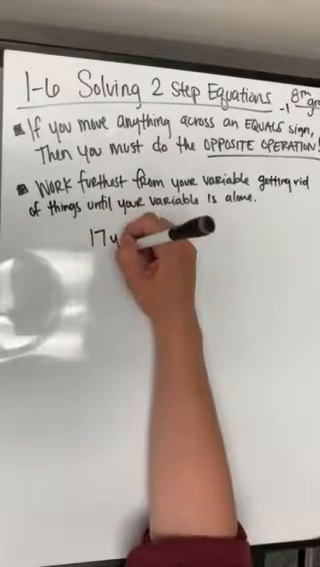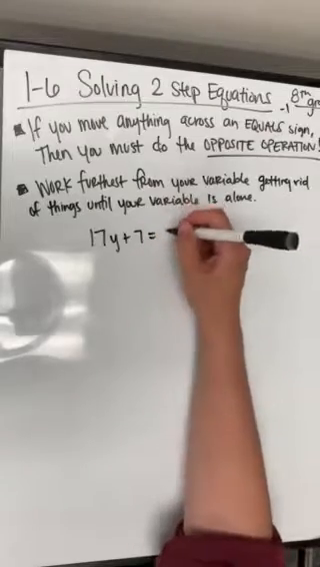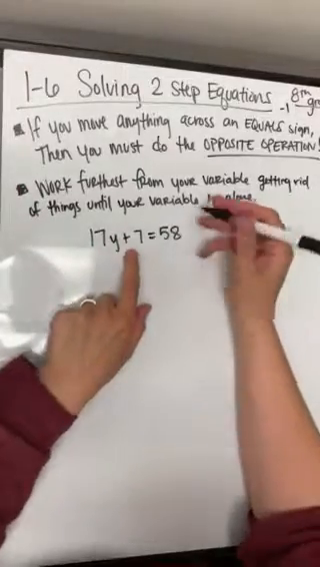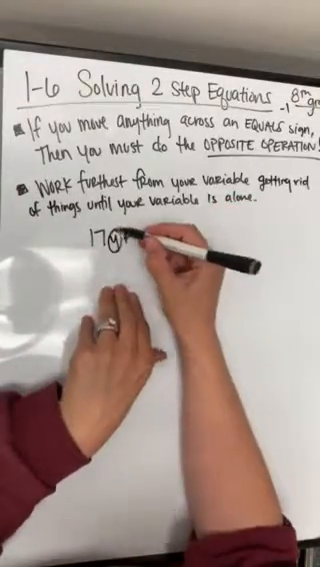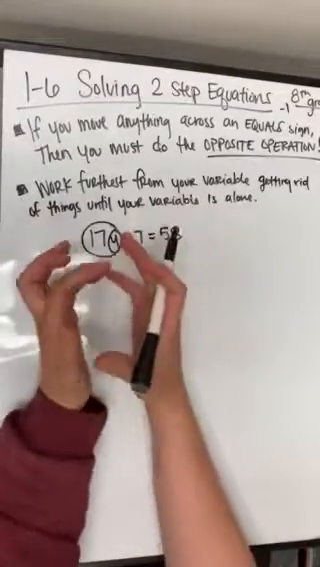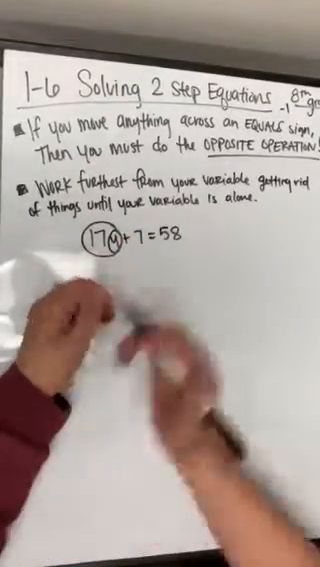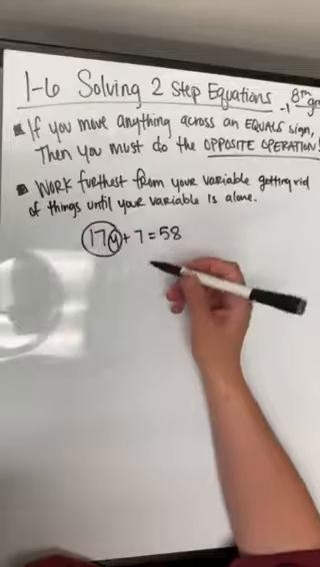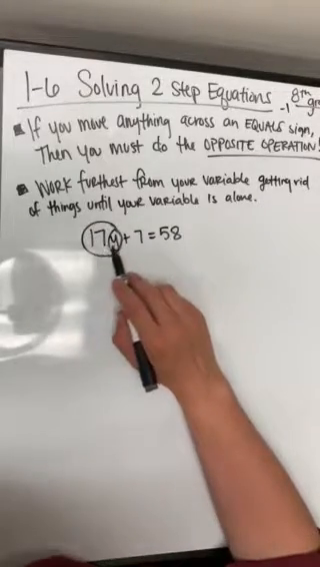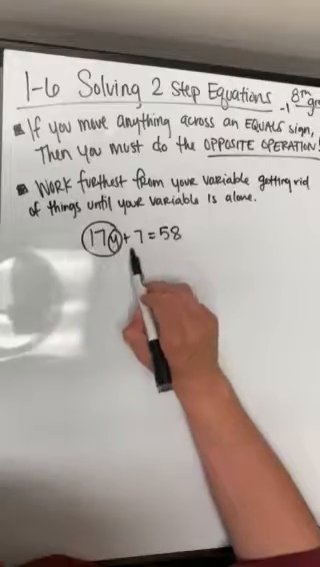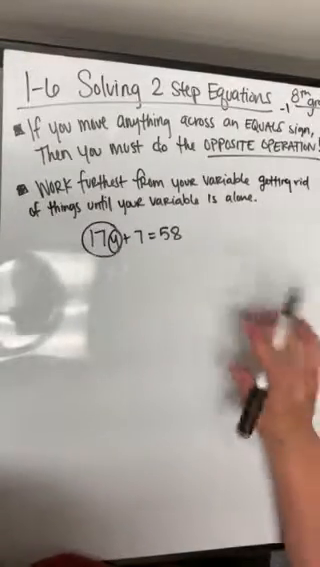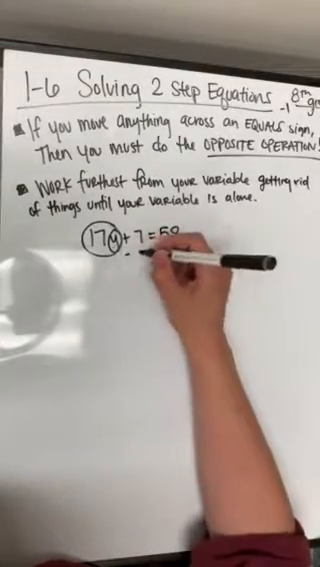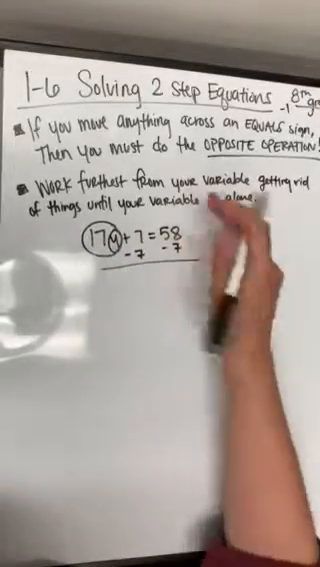So 17y plus 7 is equal to 58. In two-step equations, we see that our variable is right here and the 17 is connected to it. So that's the closest. We want to work furthest away and get rid of this plus 7. Last year I told you, if you're riding in a car with your best friend and you have this stranger, you want to get rid of the stranger first. Whatever is not connected to your variable is the stranger you want to get rid of. So right now we have a positive 7, so we want to take it away from both sides. That's what keeps it equal.